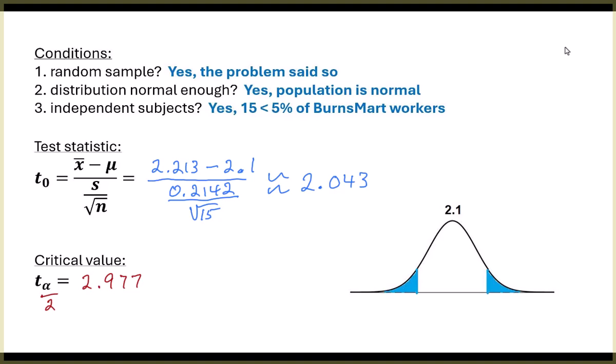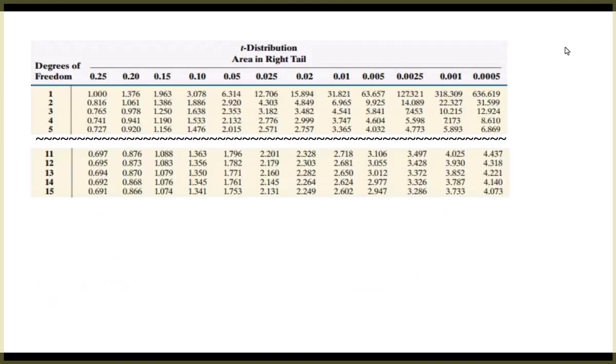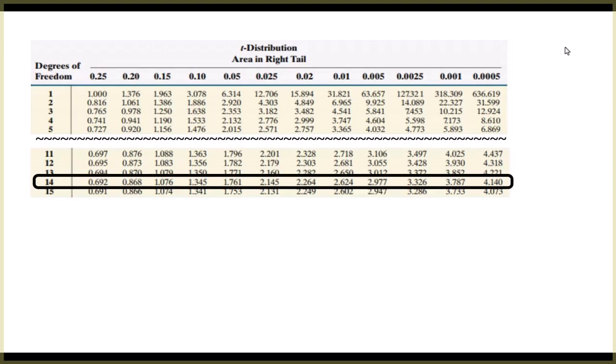I'm getting that. Now what's alpha? 0.01. Yeah, 2.977. How did I get that? Let's go see. All right, take a look. We got 14 degrees of freedom because there were 15 in the sample. What is alpha? 0.01, right? So I get on this 14 degrees of freedom line. Why am I looking there? I'm looking under the 0.005. Why?